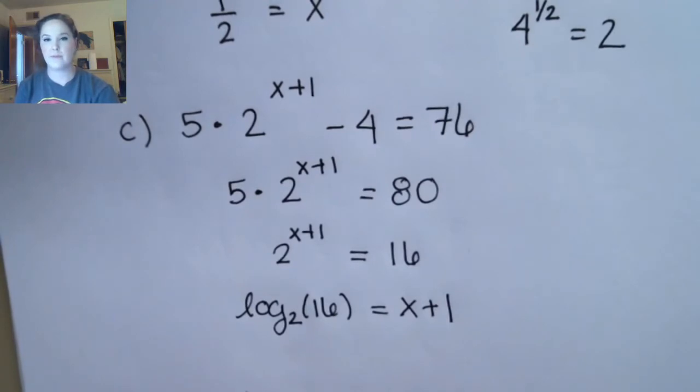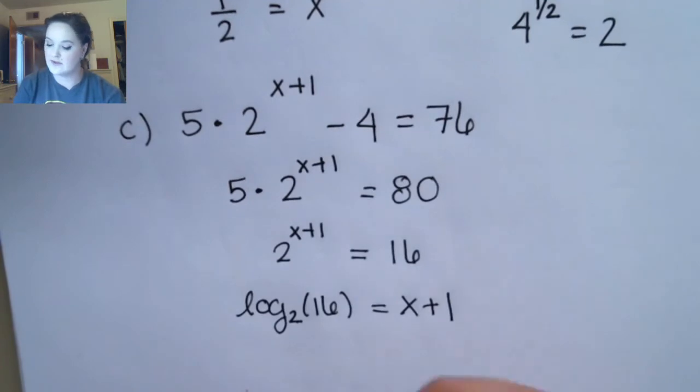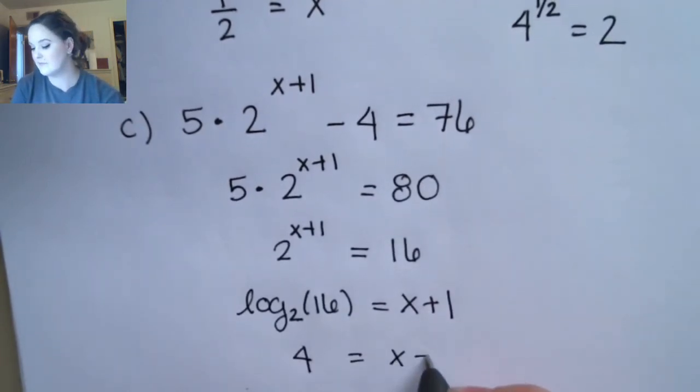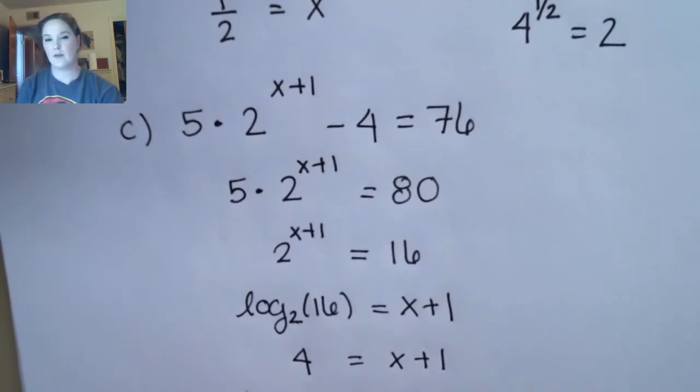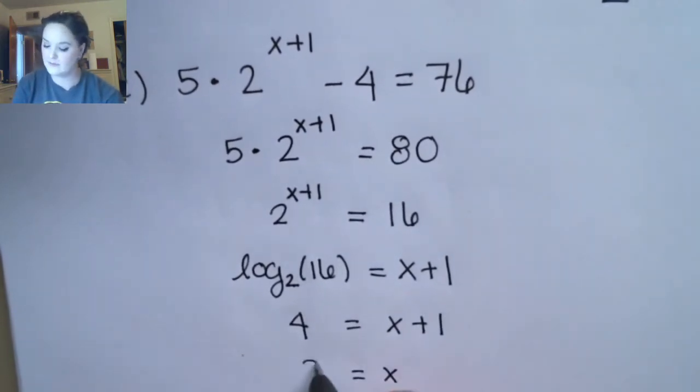Now we're asking what power of 2 is 16? 2 to the 4th is 16. And our last step is to subtract 1 from both sides.